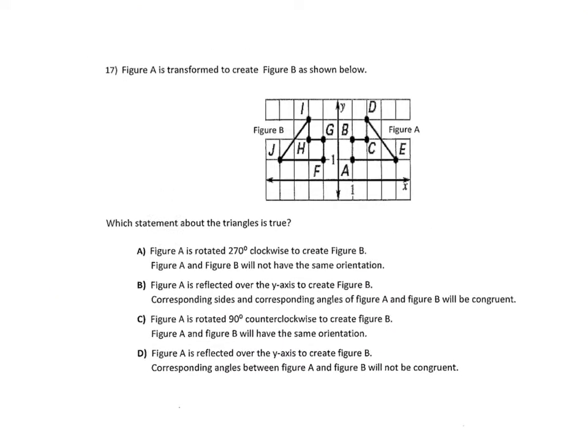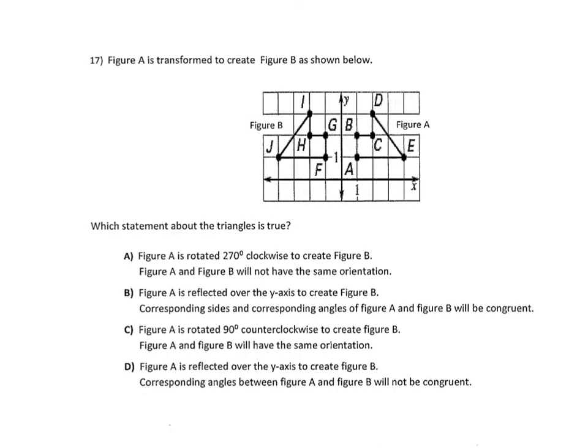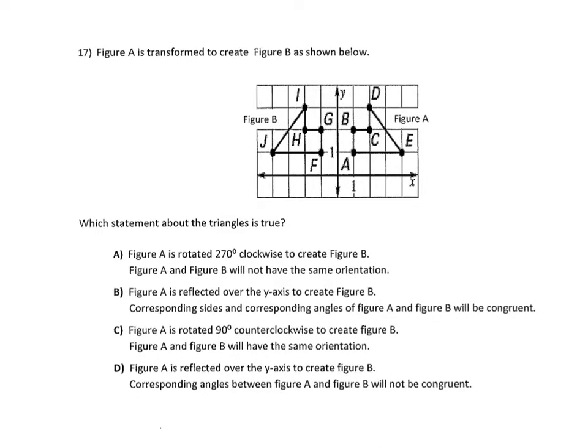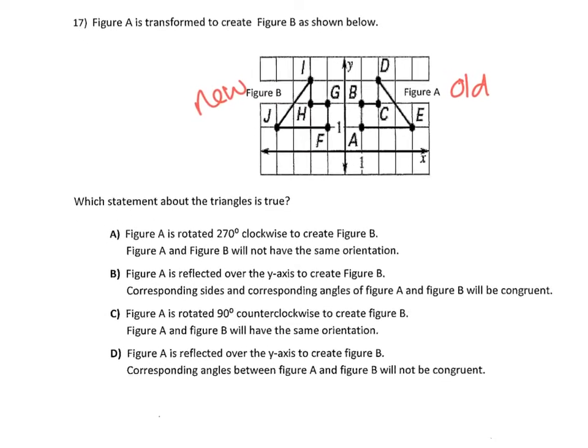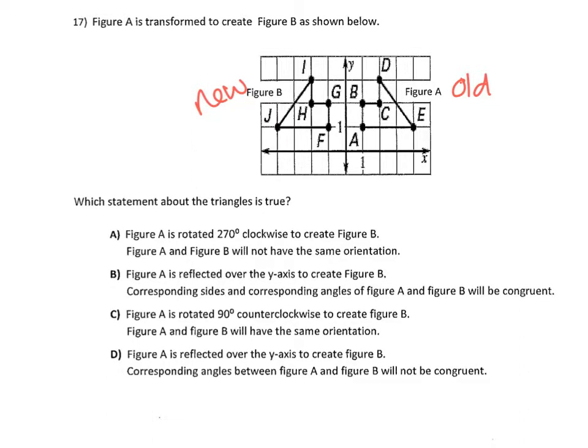This last one for everybody? Yay. Okay. Figure A is transformed to create figure B as shown below. So figure A is our old, figure B is our new. Which statement about the triangles is true? So A says figure A is rotated 270 degrees clockwise to create figure B, and figure A and figure B will not have the same orientation. So, seems like that's true. They'll not have the same orientation.